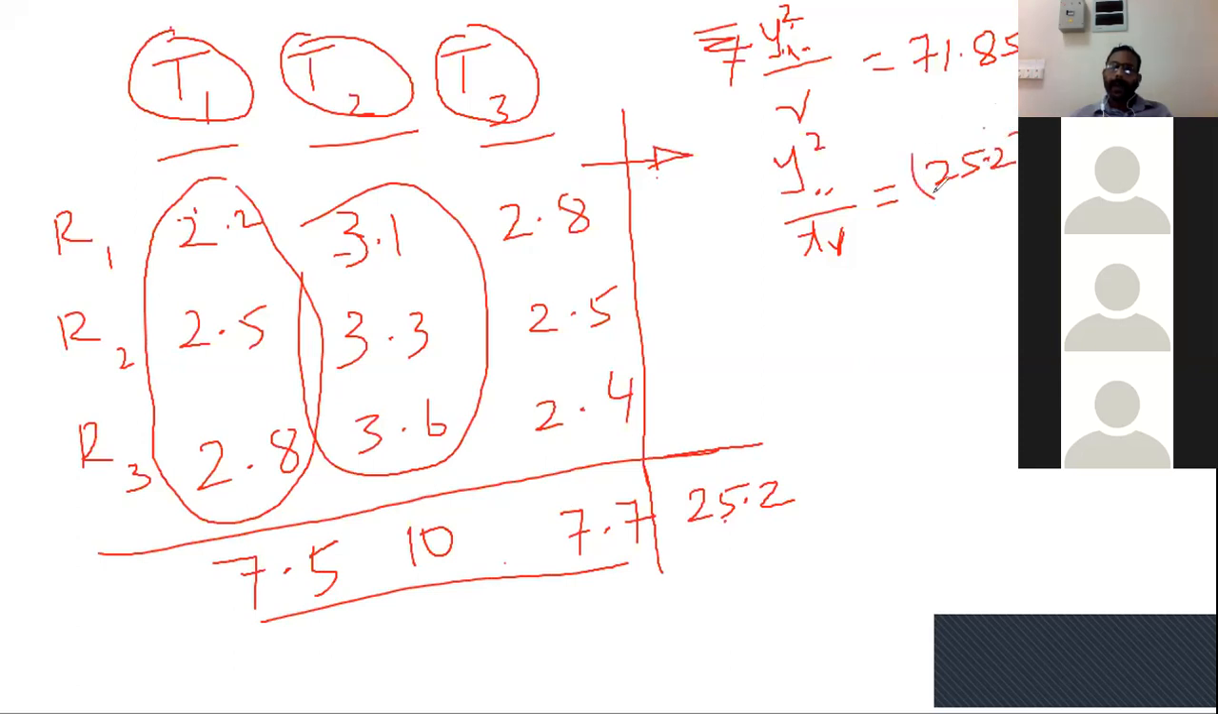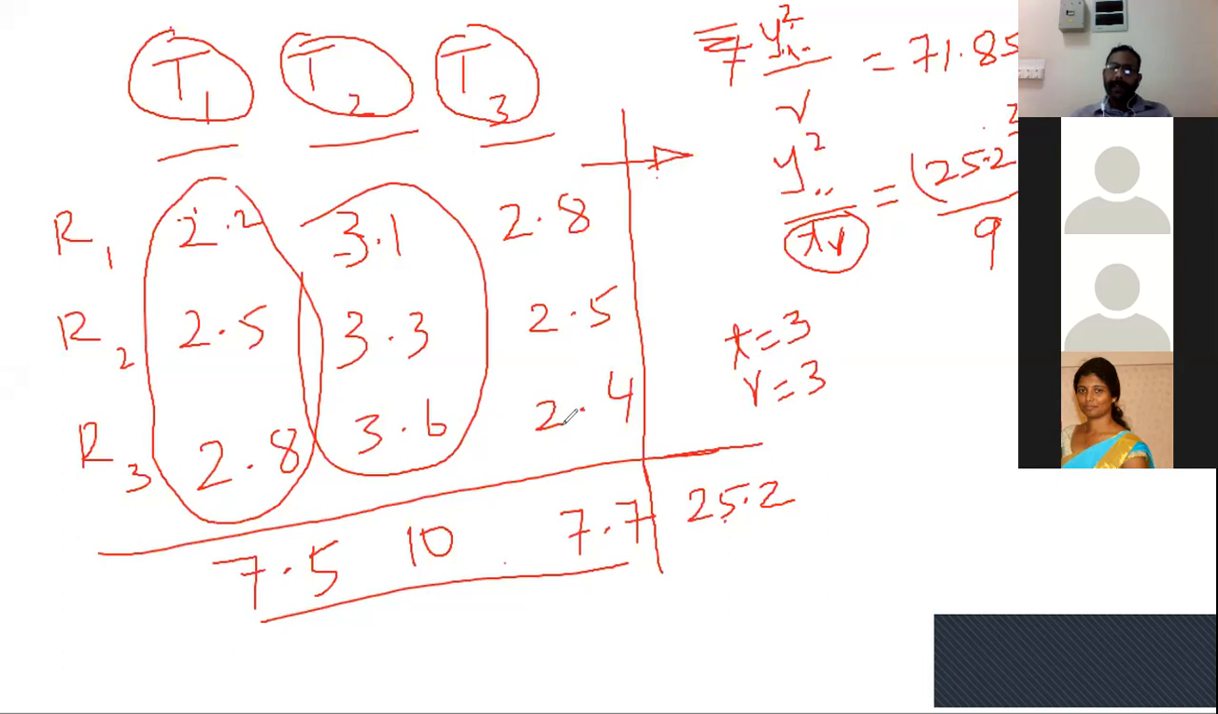whole thing square divided by t into r. What is t? What is the value for t? Number of treatments, 3. What is the value for r? 3. So tr, what is the value? 9. So get the value.